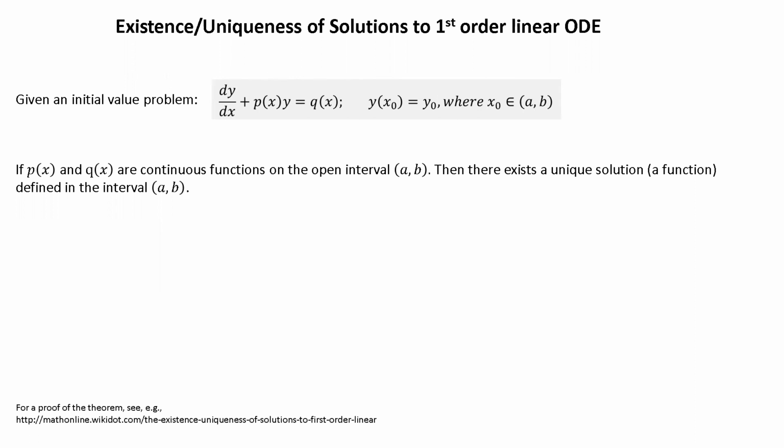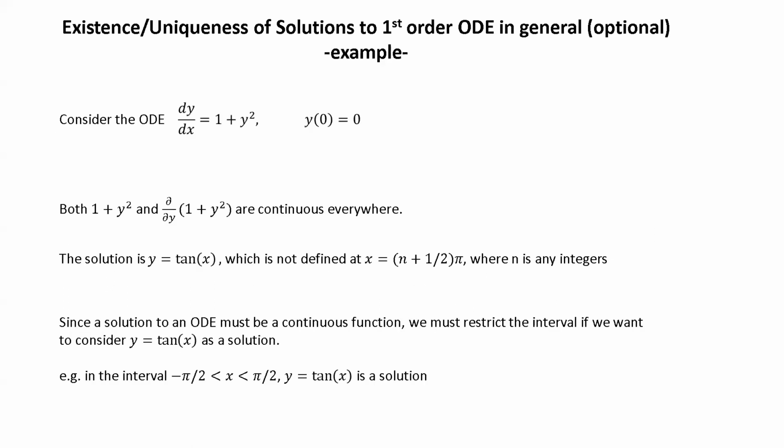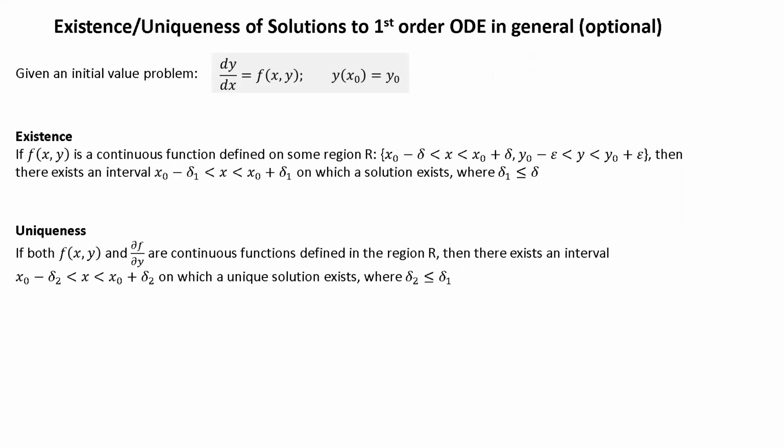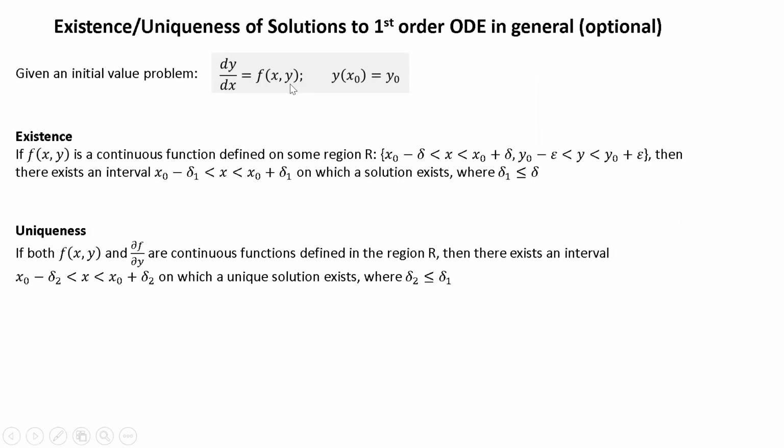That's pretty much all I want to say about the first order ODE. These two slides I will just skip. If you're interested, you can take a look. It asks what if I don't have a linear ODE, but in general any first order ODE. What about the condition for the existence and uniqueness for that?